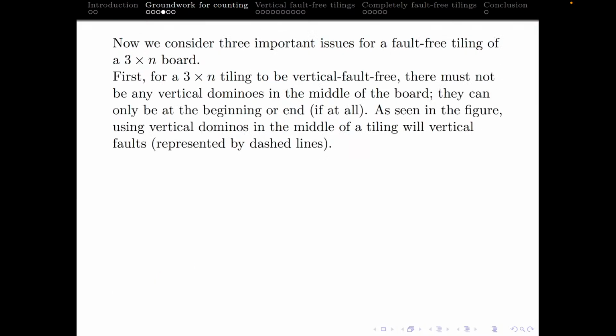Now we consider some of the important issues that we'll be addressing, which will lead us to discuss some of the machinery that we'll be using and lay its foundations.